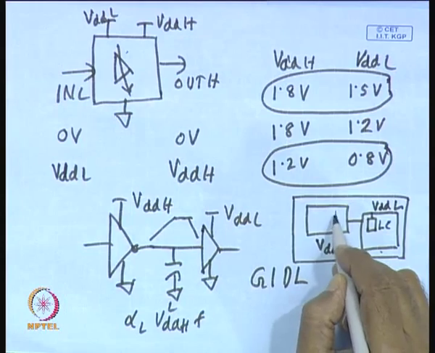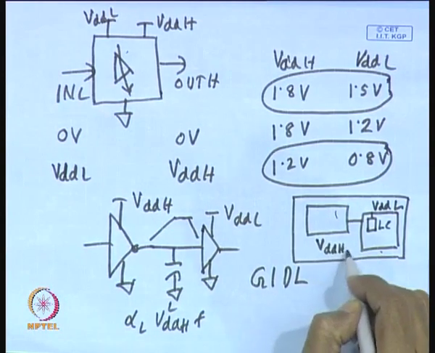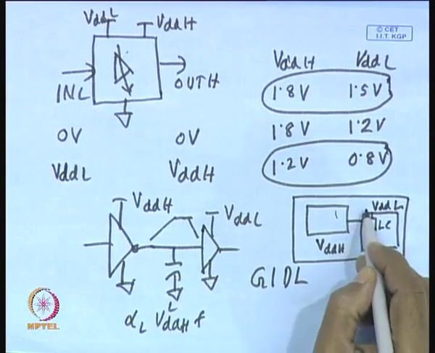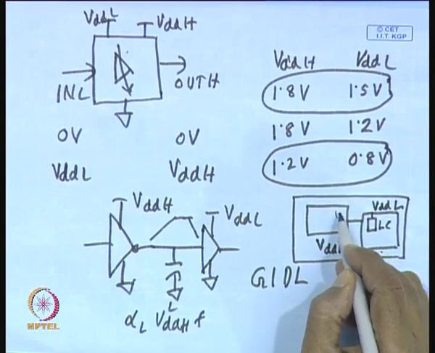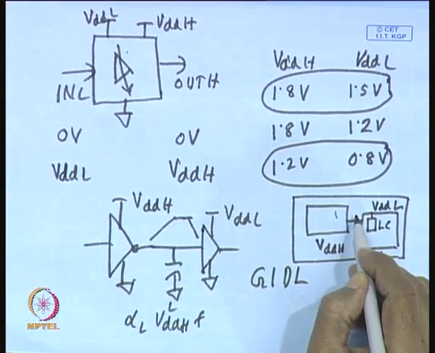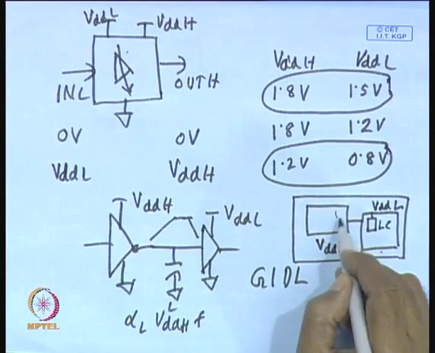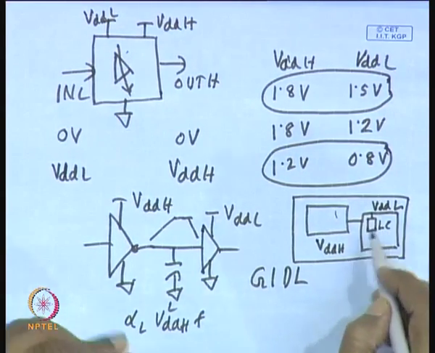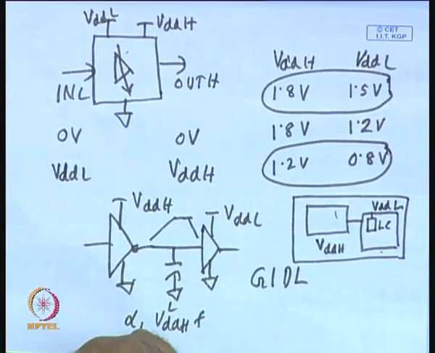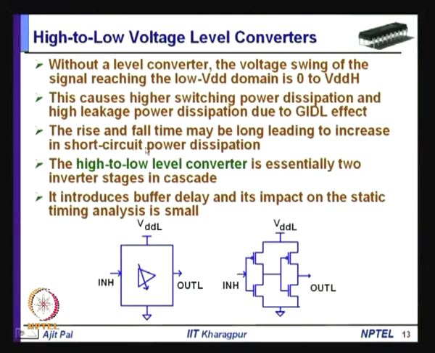If you place it here, that corresponds to the high voltage domain, so you have to take the low voltage domain power line to this side if you place the level converter here. That is the reason why it is advisable to place a level converter in the low voltage domain, or destination domain.